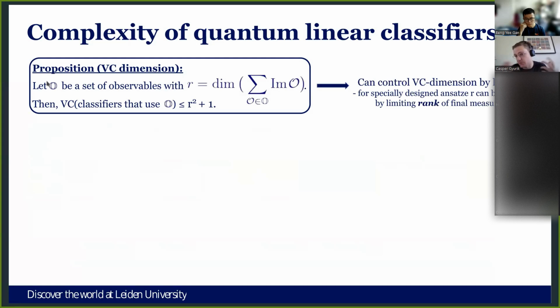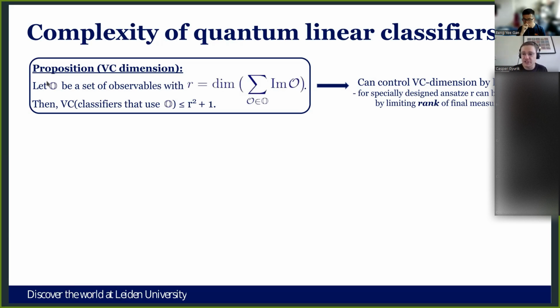So what do we see? We are able to control the VC dimension by carefully looking at R and ways to limit it. In the next two slides, we'll look into how to do this in practice. So really looking at your variational ansatz and your observable, how can I play around with these ingredients such that I'm able to control the quantity R?